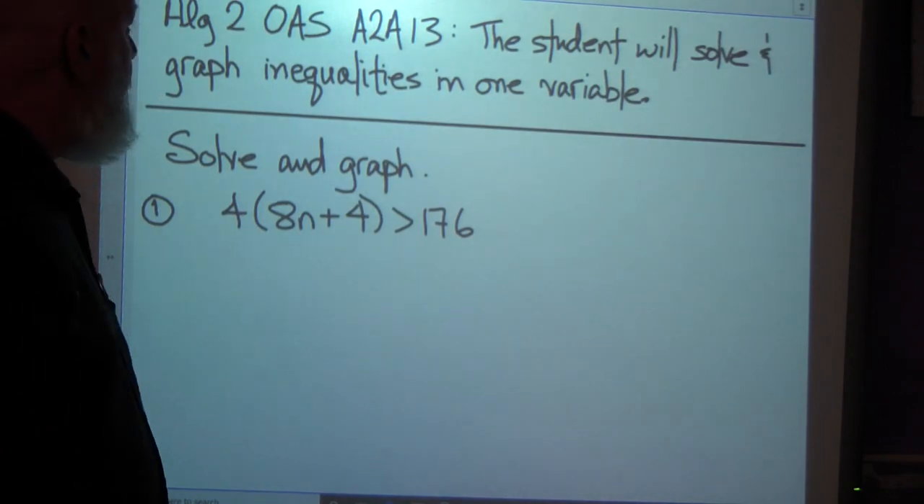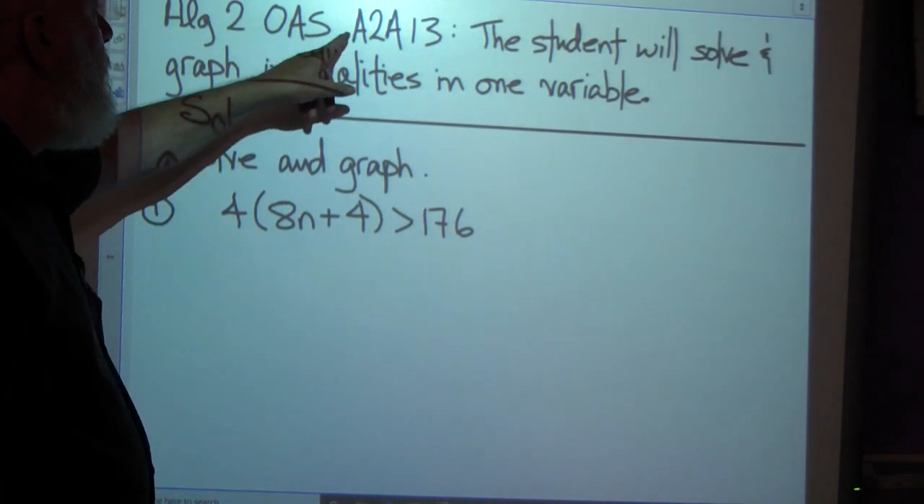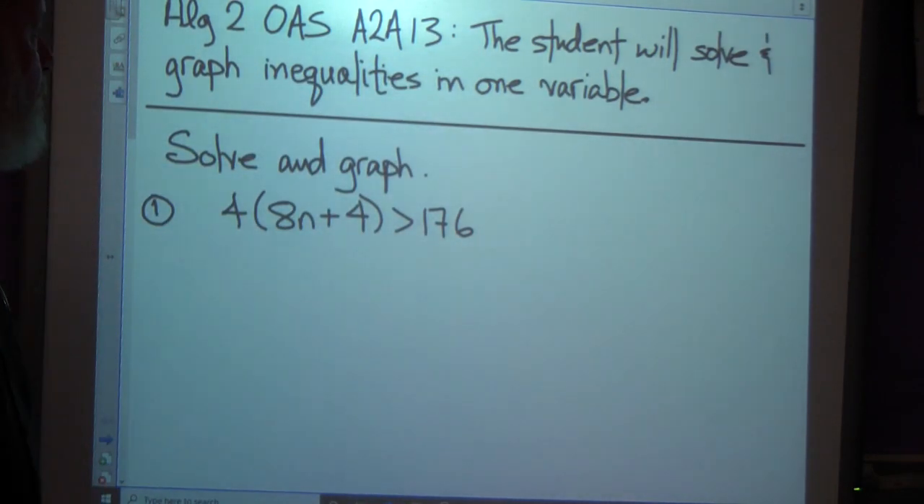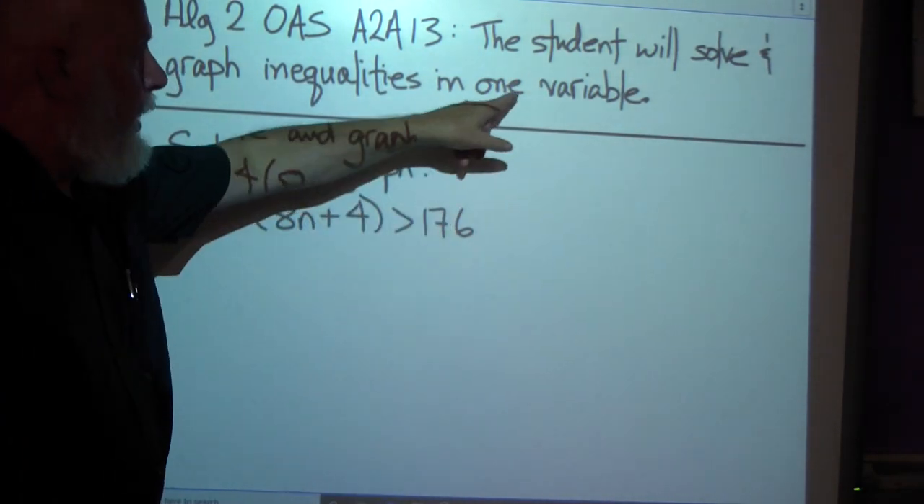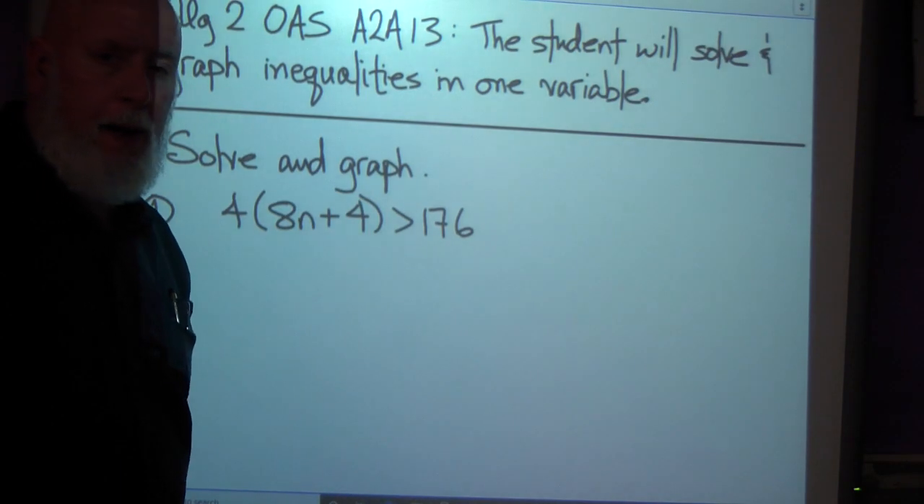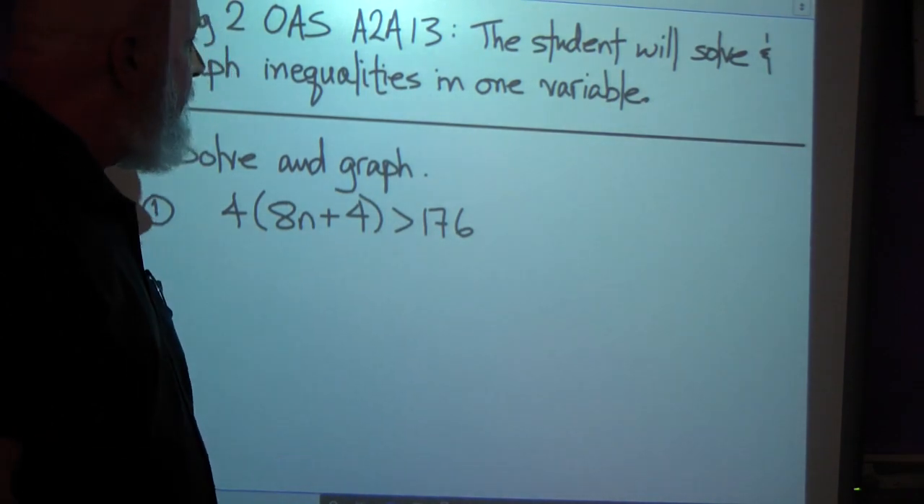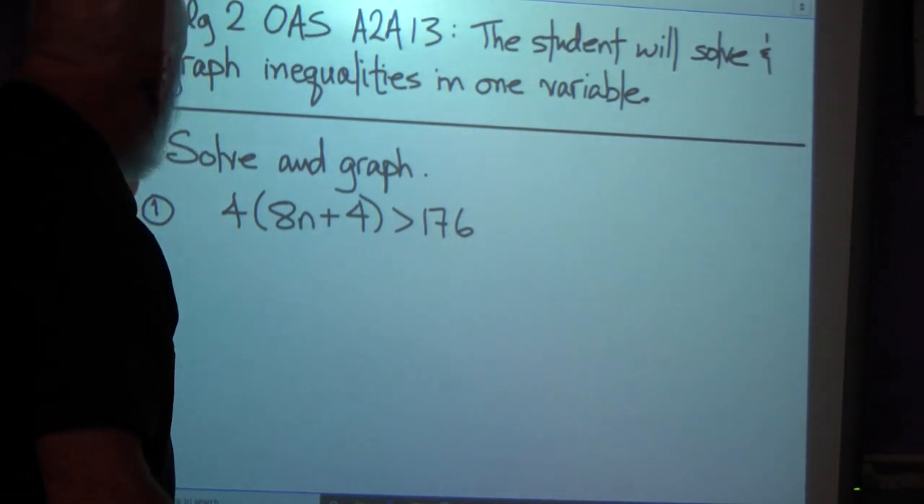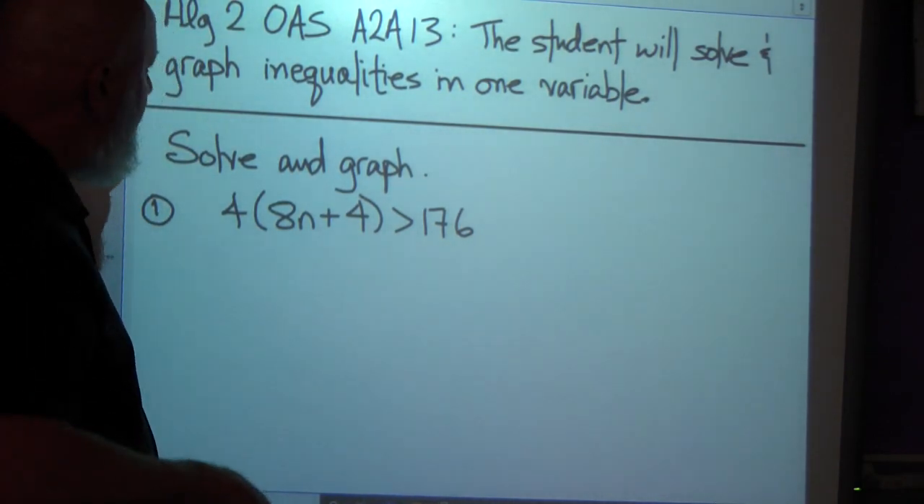This is Algebra 2. Standard is OASA 2813. Objective is the student will solve and graph inequalities in one variable. Okay, and you've done this in the past, so it'll be a little review. Hopefully this makes sense. There'll be a corresponding worksheet or two that goes with it.